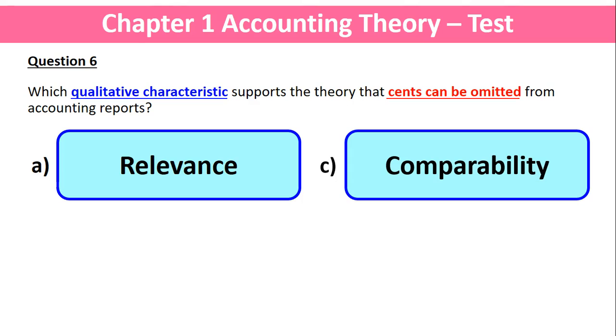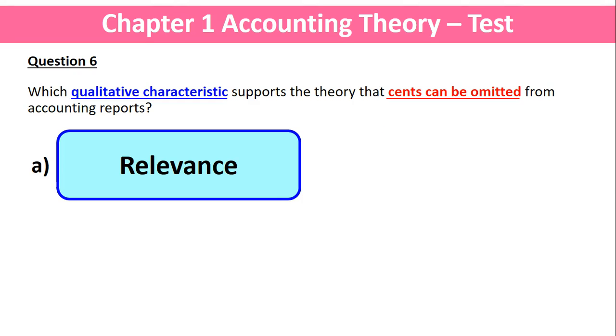Reliability is all to do with having evidence and documentation, so we don't rely on estimates, and that's not really to do with this. It could be comparability. It just depends. What did BHP do in previous periods? We don't know that. So what we're going to do is go with A, relevance.